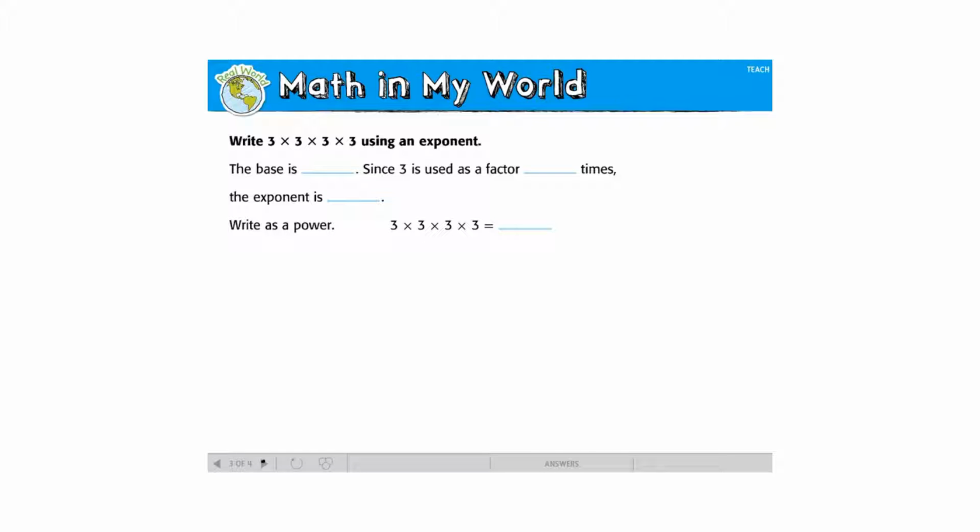Okay, so look at this one. What is the base? I have 3 times 3 times 3 times 3. What is the base, Angelina? 3. 3 is the base. And since 3 is used as a factor, like she just said, 4 times, that means the exponent would be 4. So if the question asks you to write as a power, it means you're writing it using an exponent. So the base is 3, and the exponent is 4. The big base is 3, and the tiny exponent is 4. Whatever helps you to remember.